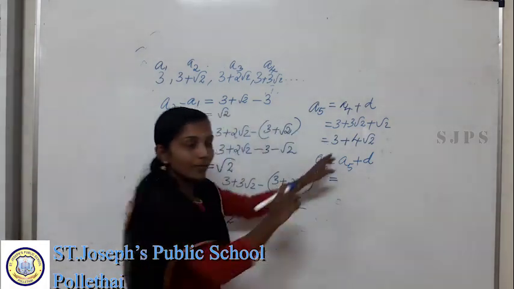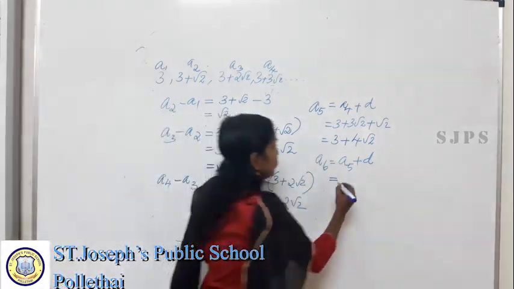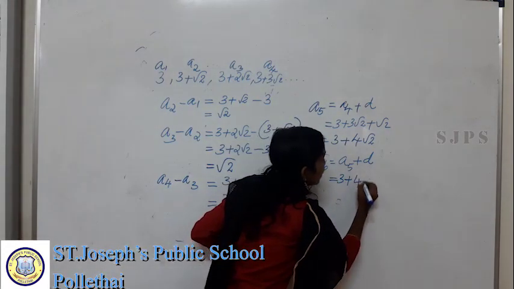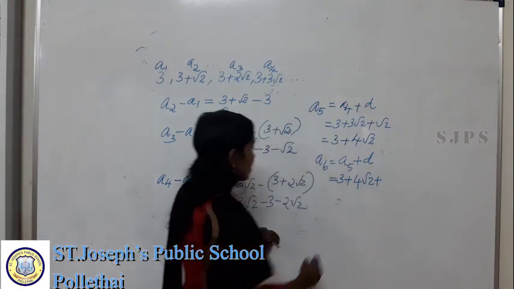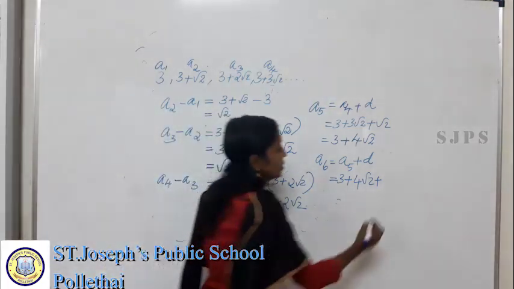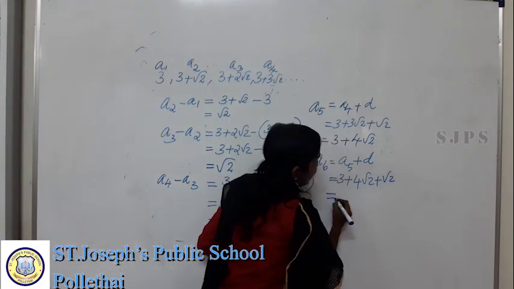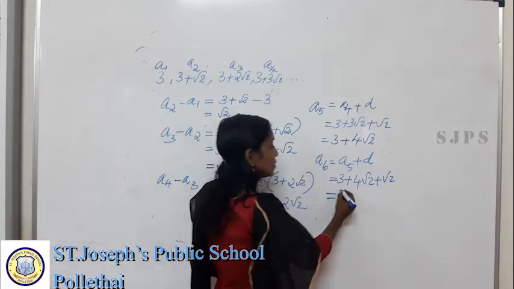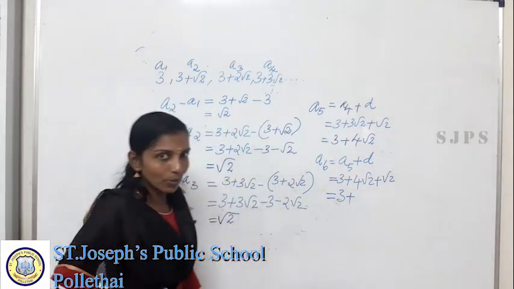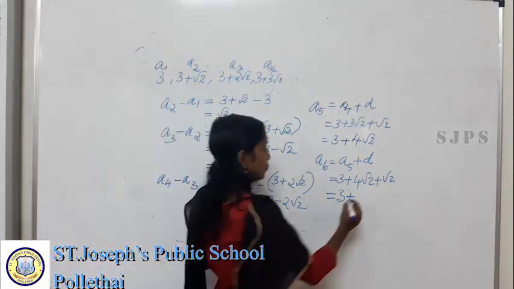What is A5? 3 plus 4 root 2. 3 plus 4 root 2 plus its common difference, root 2. From here we get 3 plus 4 root 2 plus root 2, which is 3 plus 5 root 2.